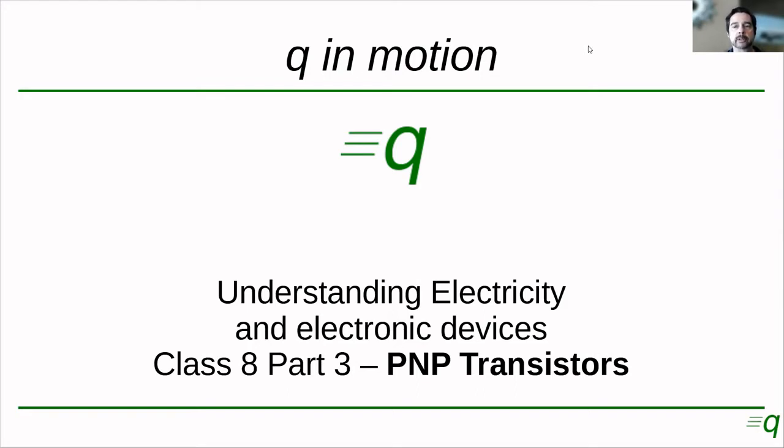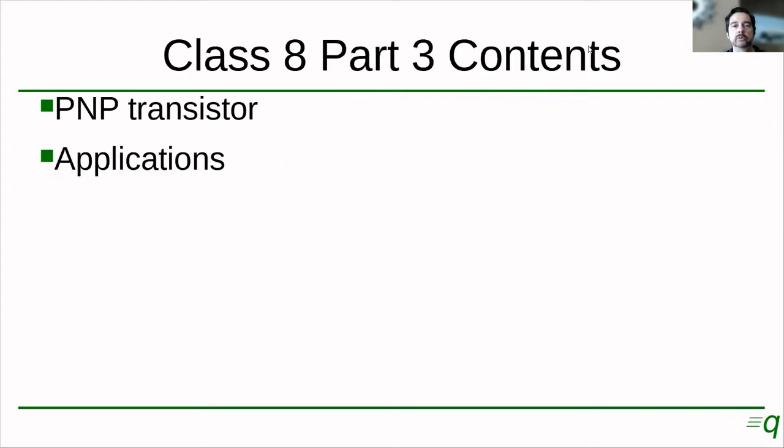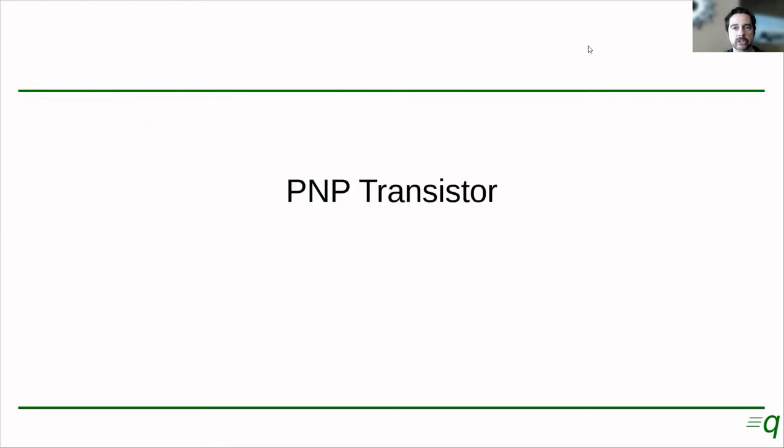Today, we're going to talk about PNP transistors. In the previous class, we studied NPN transistors and saw how those could be used as switches. The load, or the device we want to switch on and off, goes connected between positive and the collector of the transistor. So the transistor acts as a switch to the negative side of the power supply. Today, we're going to talk about the PNP transistor and some of its applications.